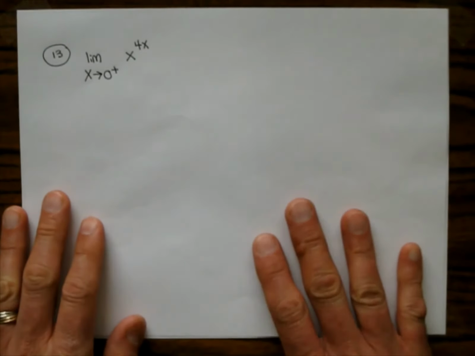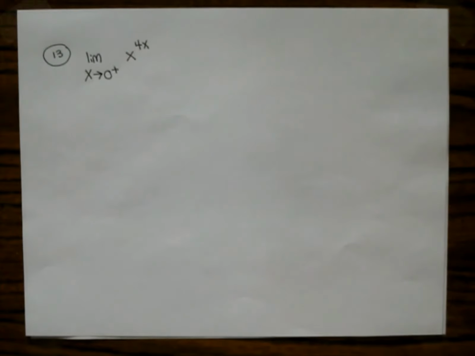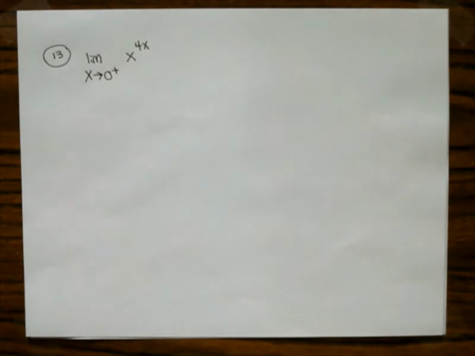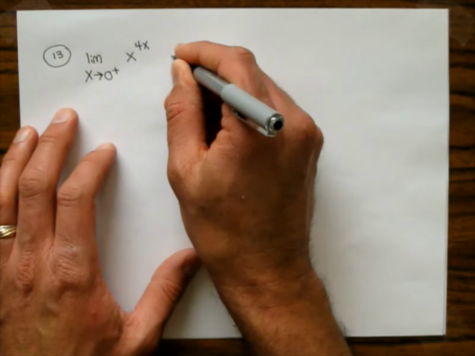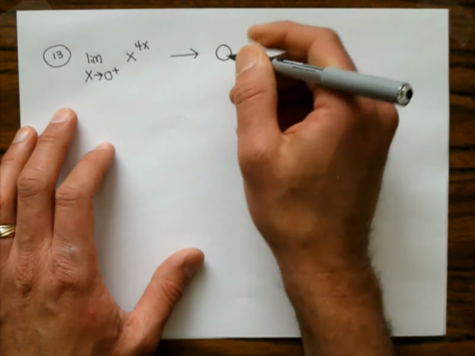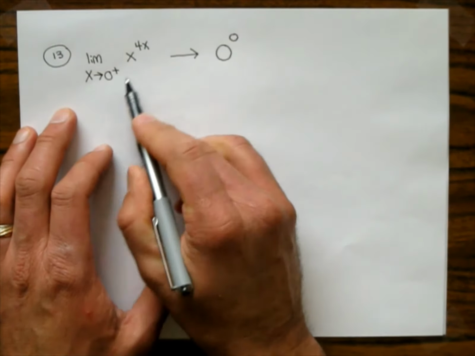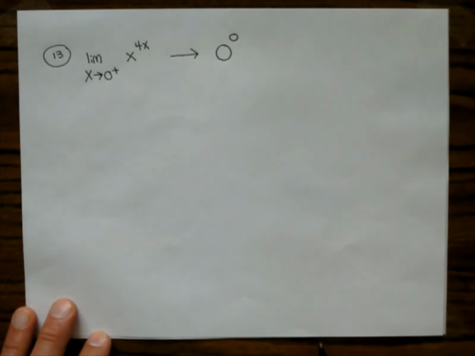This one right here, number 13, is one of the bad boys. That's where we have something to a power. Let's see what we get when we put 0 into this. We are going to get 0 raised to the 0. Now it doesn't matter whether we're coming from the right or whatever when I'm plugging it in there, so this is a bad boy.